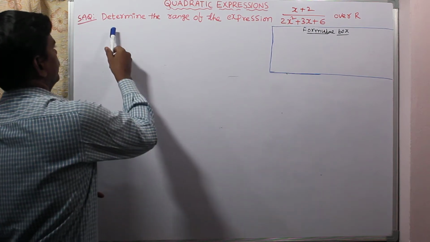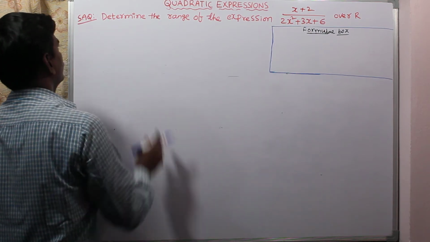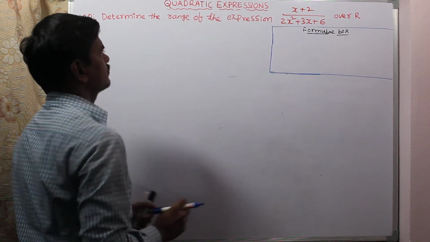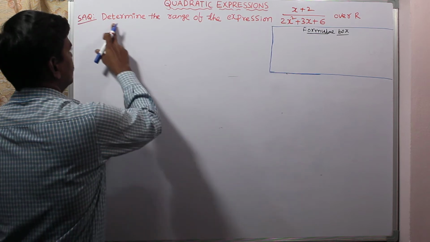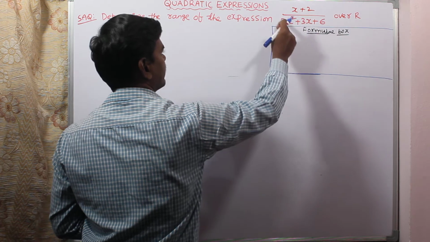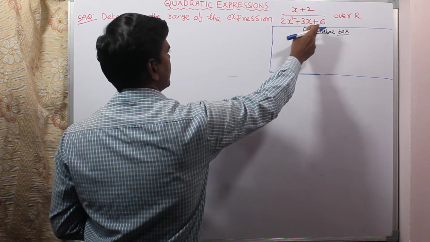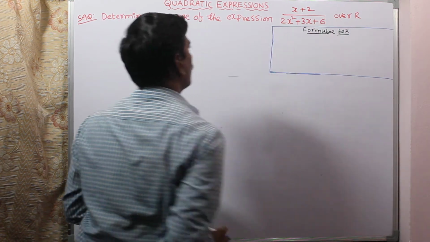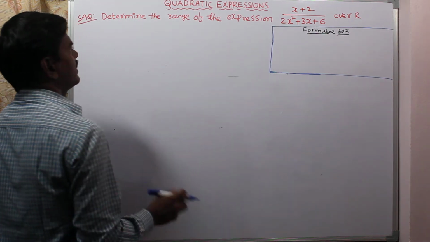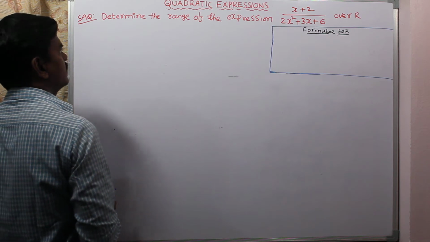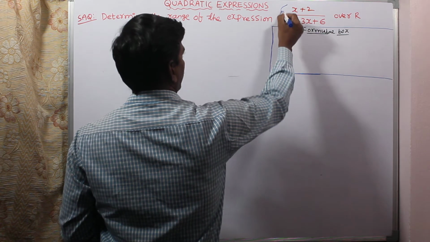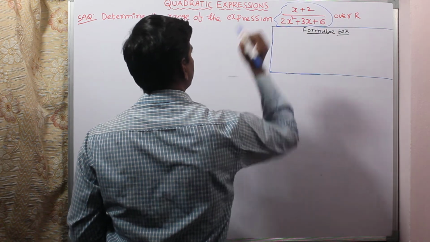Hello students, in this video we are going to learn one of the important short answer questions from the chapter quadratic expressions. Let us see the question. Determine the range of the expression (x + 2) divided by (2x² + 3x + 6) over the set of real numbers. As I said, range problems are very important in the quadratic expressions topic, so do practice. Okay, we have to find the range of this function.